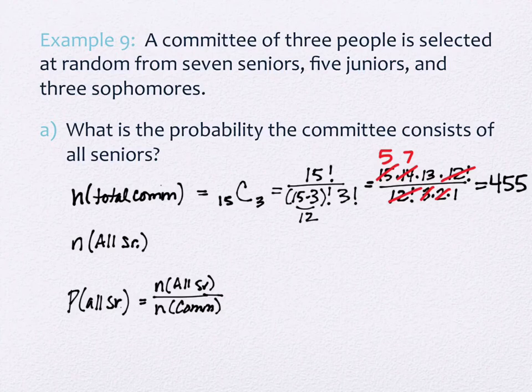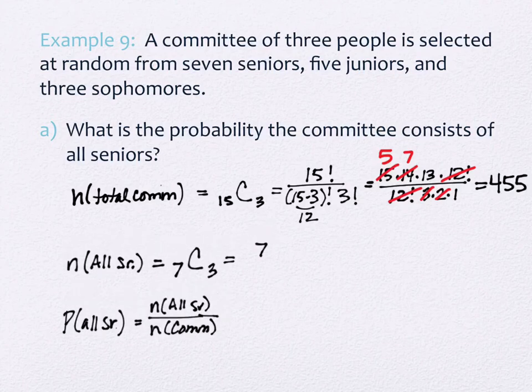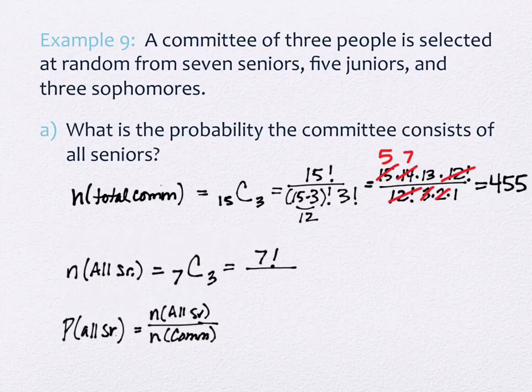Okay, so that's the number of ways of getting any people on the committee. Now I want to get just seniors. I want to figure out how many ways I can have a seniors-only committee. How many seniors are there? 7 seniors. And again, the order that I choose them in doesn't make any difference. You're either chosen or you're not. So I have 7 factorial over 7 minus 3 factorial times 3 factorial. So 7 minus 3 is 4.